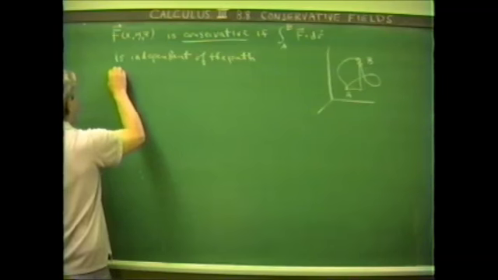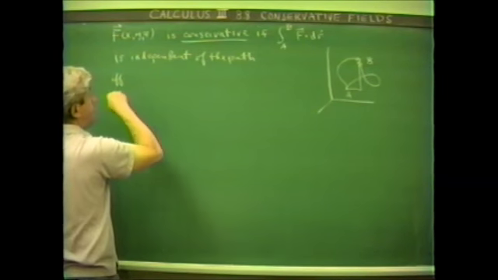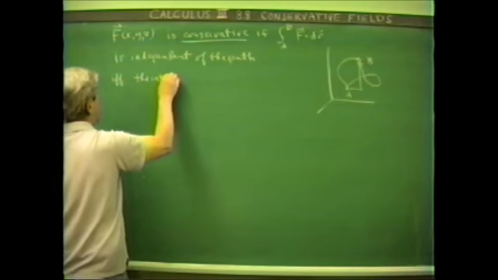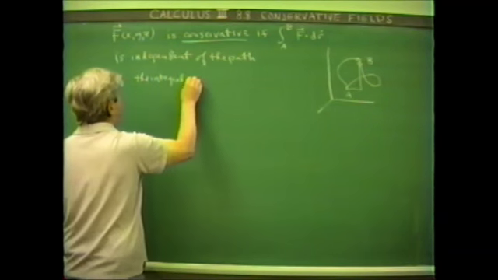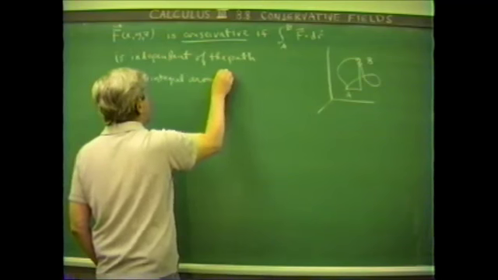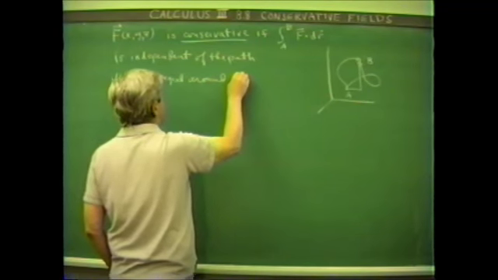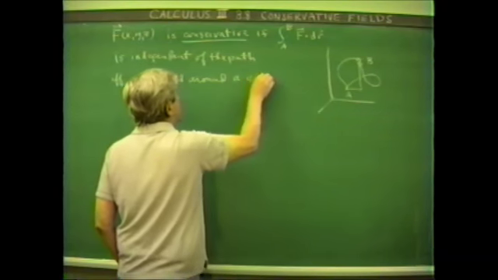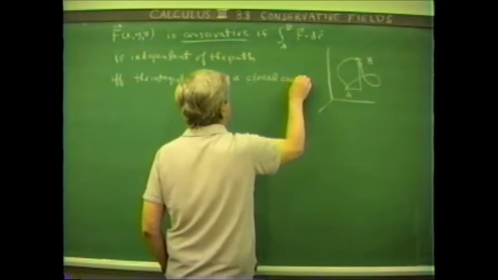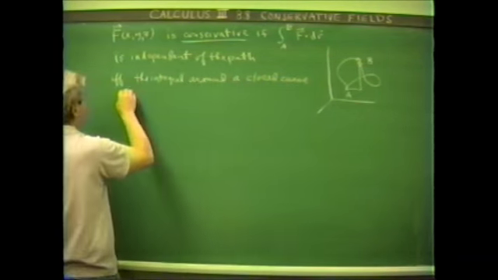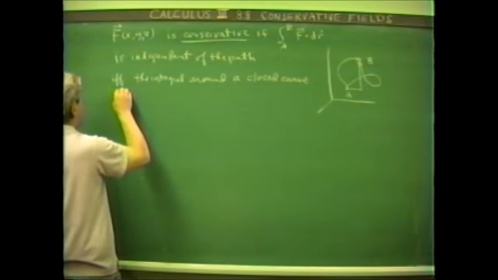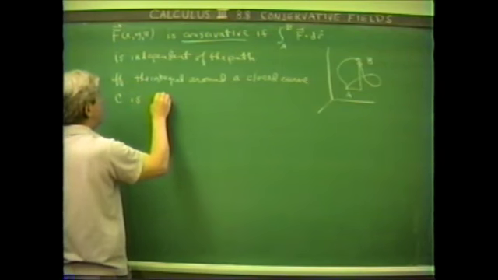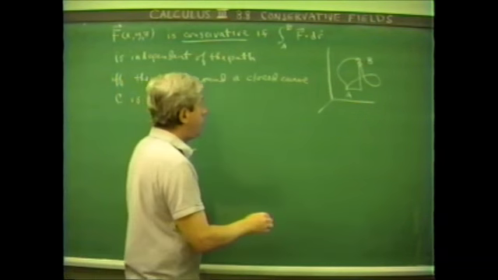And now a function, capital F, is going to be conservative if and only if the integral around any curve C, where C is a closed curve, right? That means it starts and ends at the same point. If the integral around the closed curve C is always equal to 0.